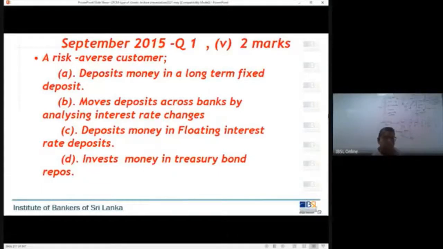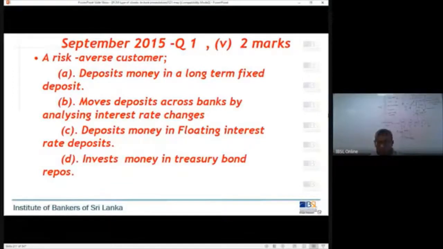Now, B moves deposits across banks by analyzing interest rate changes, which is for a risk neutral customer. The best option for a risk averse customer, who doesn't take risk, is a guaranteed product. What is a guaranteed product? Treasury bond repos, like the treasury bill repo.